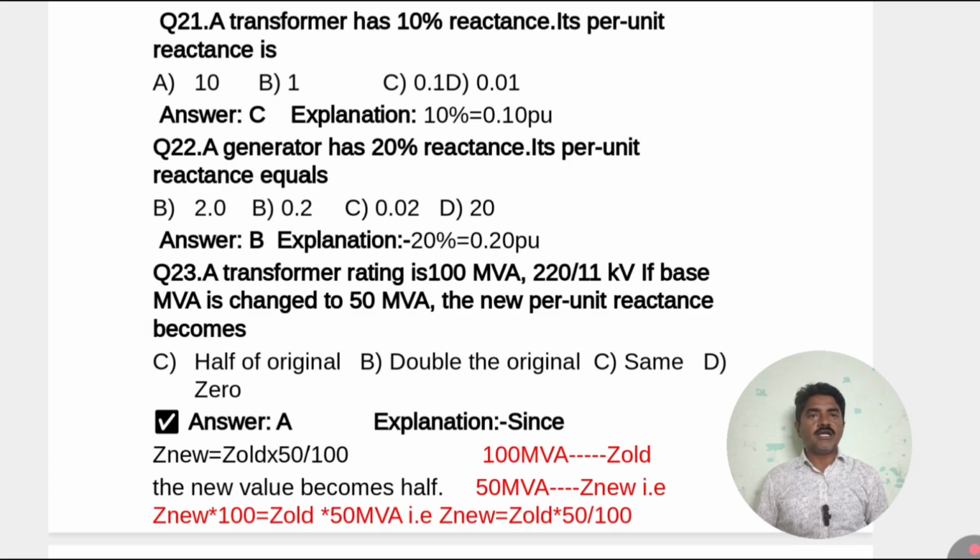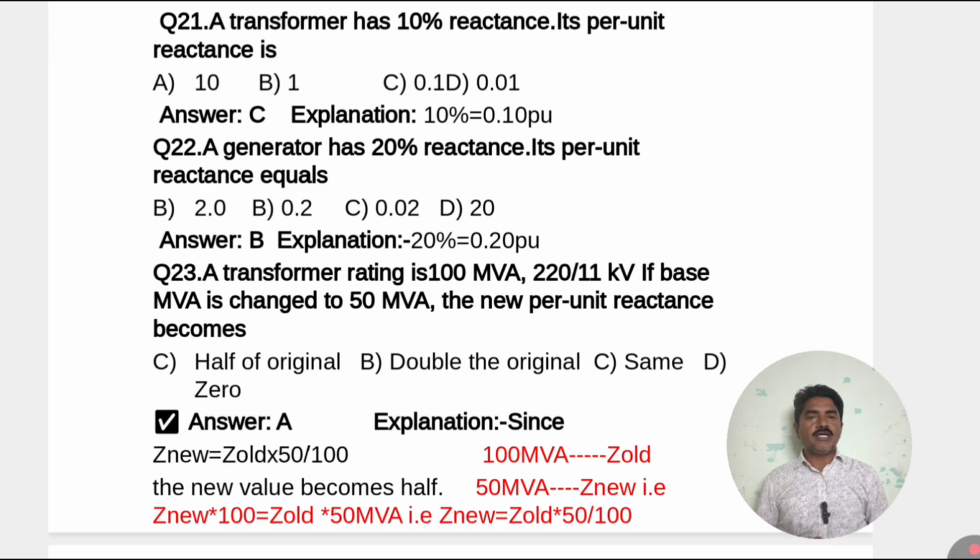21st, a transformer has a 10% reactance. Its per unit is called. Then 10% ఇచ్చారు కాబట్టి మనం per unit కనుక్కోవాలంటే 10/100, that is equal to 0.10. That is, C is the answer. Next, 22. A generator has a 20% reactance. Its per unit reactance is equal to 20/100. That is equal to 0.2 is the answer. Here B is the answer.